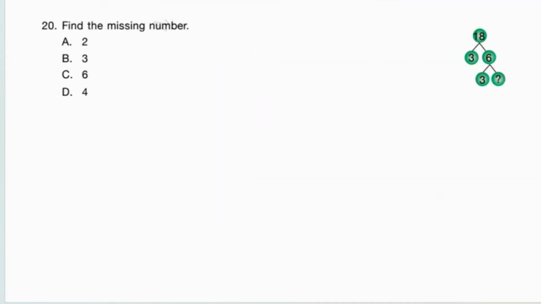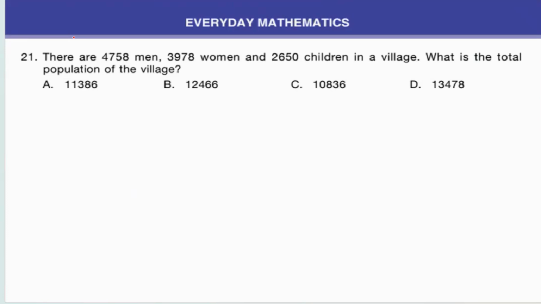Coming to the next, find the missing number. That is a factor 3, because 18 is a multiple of 3 and 6. 3 times 6 is 18. After that, 6 is 3 times 2. So 2 will be my answer. By that, we have completed our mathematical reasoning.